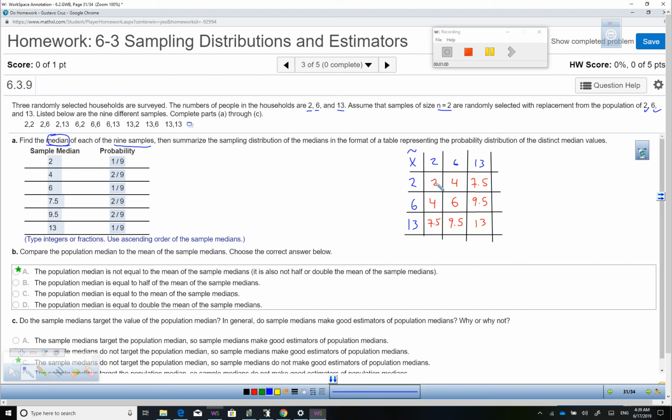For instance, the median for 2, 2 is the number in the middle. Well, in this case there is no number in the middle. When there is no number in the middle, the median is just the average of these two numbers. So the average of 2 and 2 is 2. The average of 6, 6 is 6, and the average of 13 and 13 is 13 itself. So that's how you complete this diagonal.